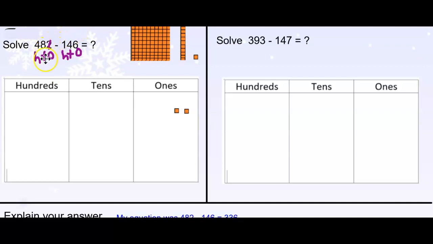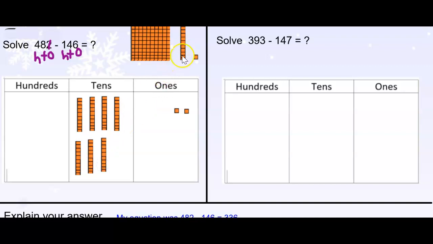How many 10s should we pull down? That's right, 8 10s. Help me count. 1, 2, 3, 4, 5, 6, 7, 8. Great job, boys and girls. Are you following along with me?